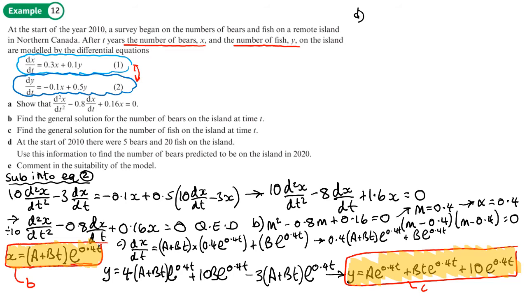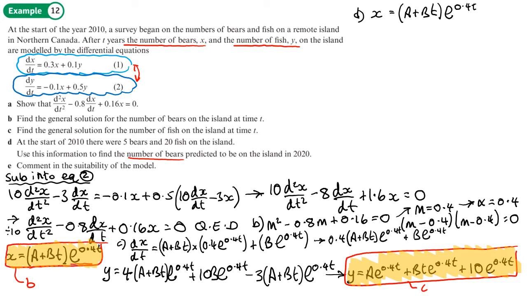Since we're trying to find the number of bears, we want our equation that gives us the number of bears, not the number of fish. And that is this one here. That's our general solution for the number of bears: x equals A plus Bt, e to the 0.4t. And we're told at the start of 2010 there were 5 bears and 20 fish on the island. We're going to use that information to find the value of our constants.